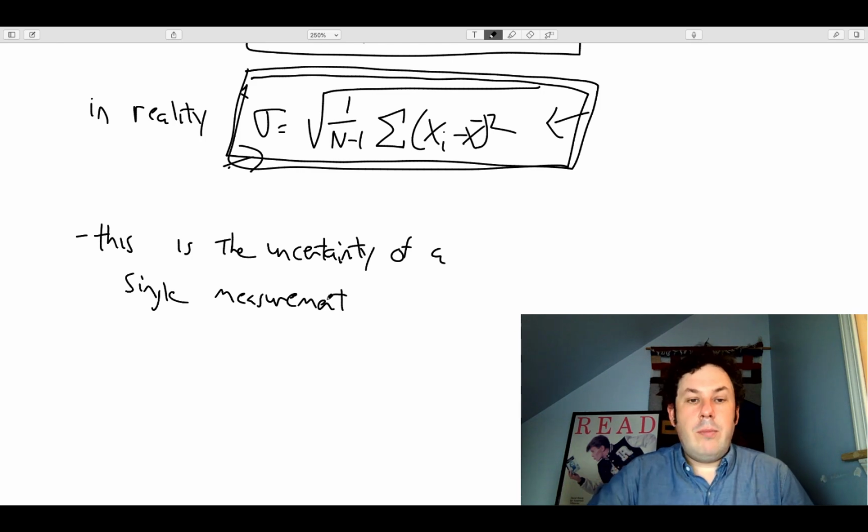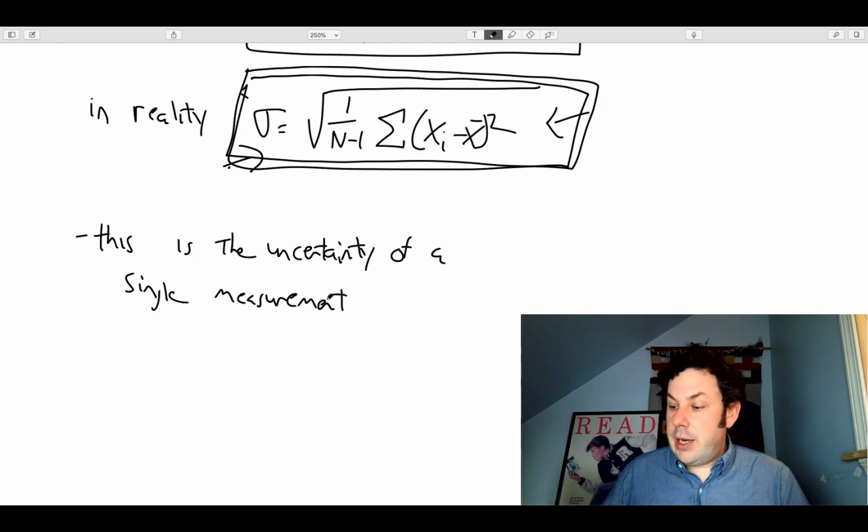So if you measure the period of a pendulum 10 times, you can find the average of that, and you can find a standard deviation. The standard deviation will be, if you take another measurement of the period, the uncertainty on that measurement will be the standard deviation, or sigma.